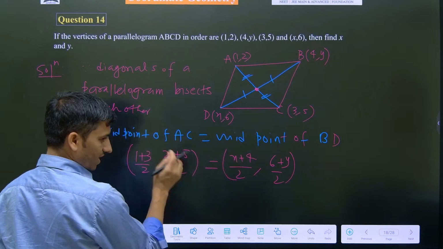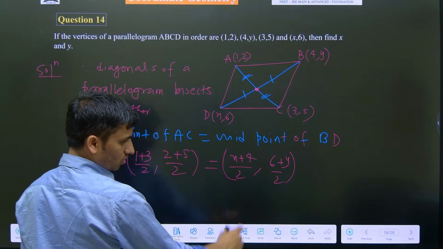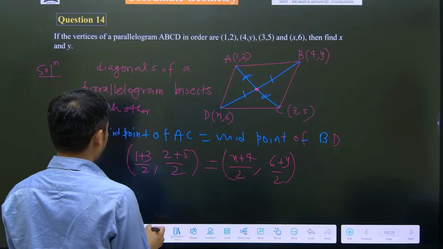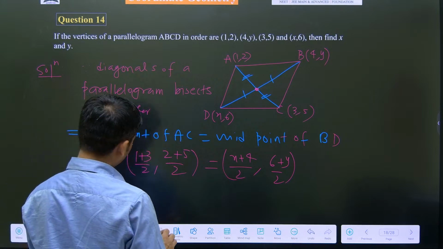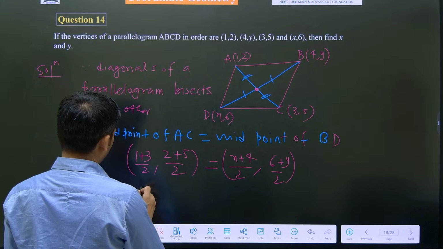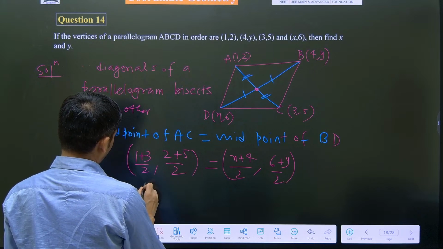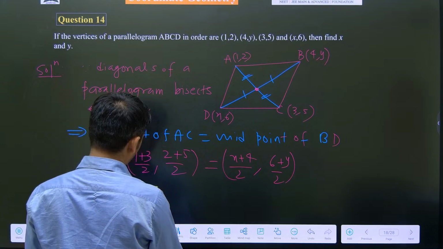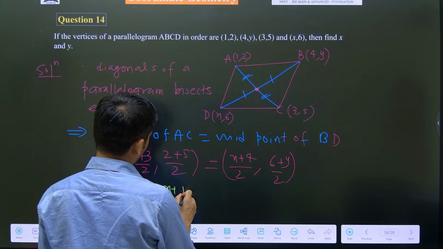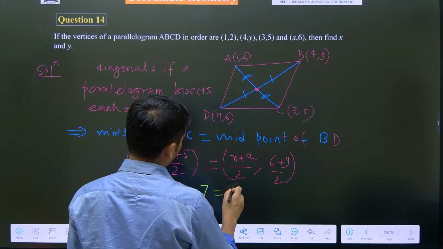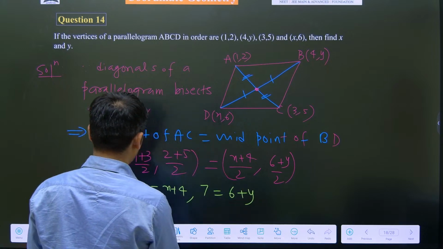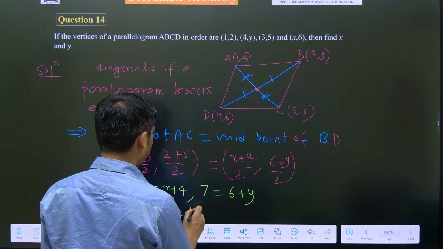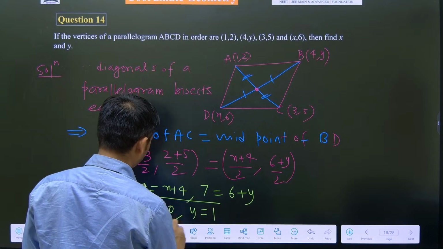It simply means we can divide by 2 here, or you can equate the x coordinates and y coordinates, right? So we get 4 is equal to x plus 4 and 7 is equal to 6 plus y. We are getting x is equal to 0 and y is equal to 1. Please check.